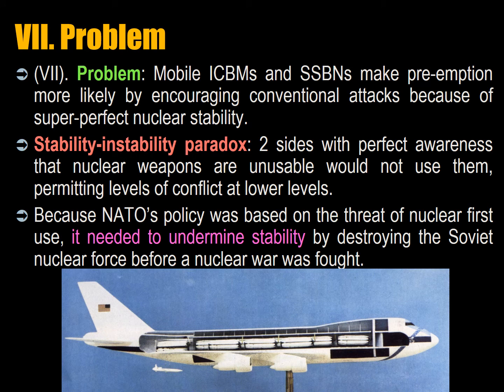Problem 7. While mobile ICBMs and ballistic missile submarines make preemption more likely, they also encourage conventional attacks because of super-perfect nuclear stability. This is called the stability-instability paradox. It's a paradox because you have two countries with very strong second strike nuclear forces. Any use of nuclear forces by one side leads to nuclear forces on the other. Because of this, nuclear weapons cannot be used by either side. The result is one of the countries decides to use conventional weapons. And the other side can't respond with nuclear weapons because the nuclear weapons are deterred. So they respond with conventional weapons. So the result is a conventional war in which nuclear weapons are not used.